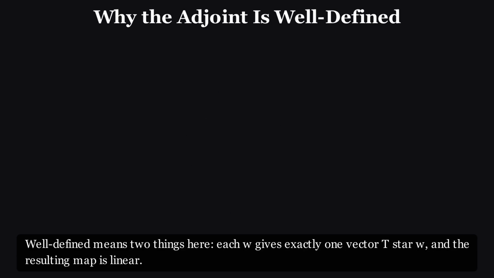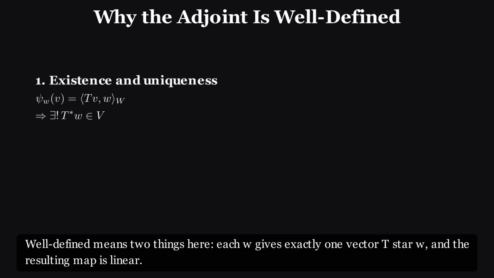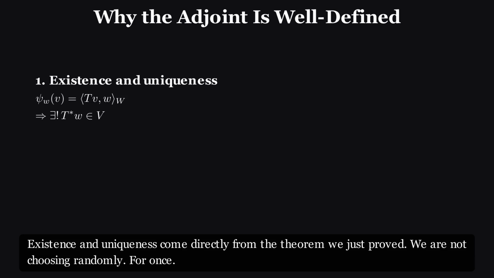Well-defined means two things here. Each W gives exactly one vector T star W, and the resulting map is linear. Existence and uniqueness come directly from the theorem we just proved. We are not choosing randomly. For once.